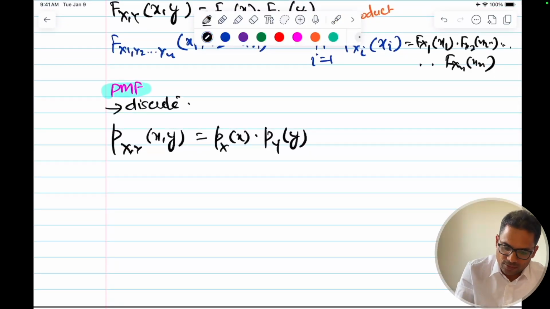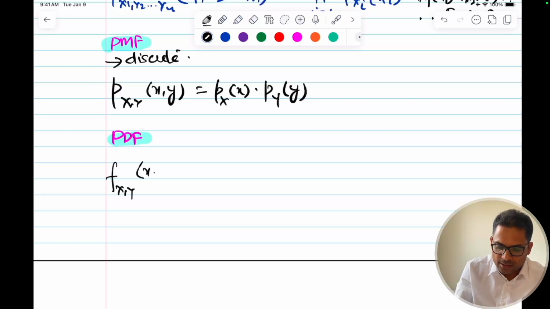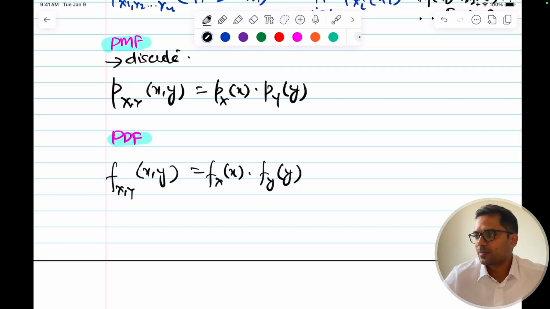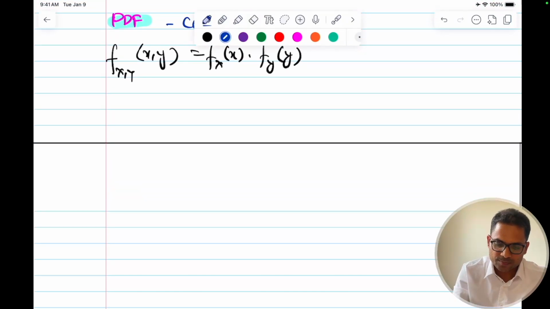Let me write for the PDF also. I'm just writing it in the symbolic format. This is small f. f of x comma y is equal to f_X of x into f_Y of y. So this is the continuous case, and the earlier ones were written for discrete.